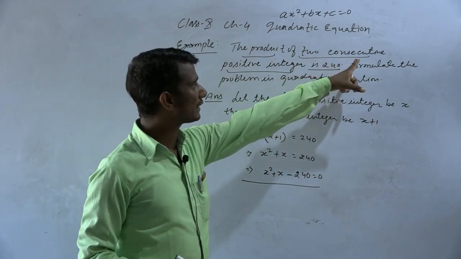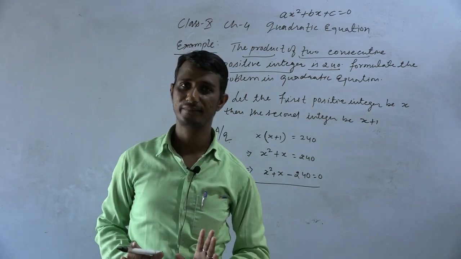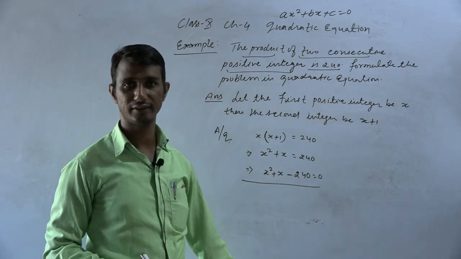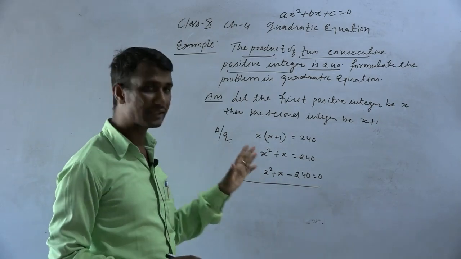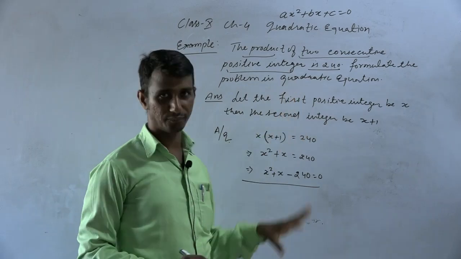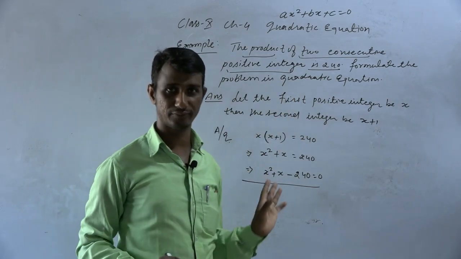The product of two consecutive positive integers is 240. Find the integers. Here we will use 2 methods to find the integers, that we will discuss in the next video, okay? Again I am telling you another example related to basic daily life, okay?